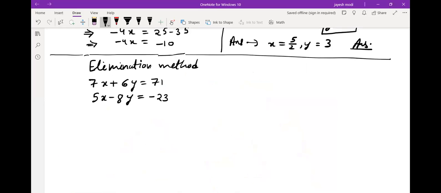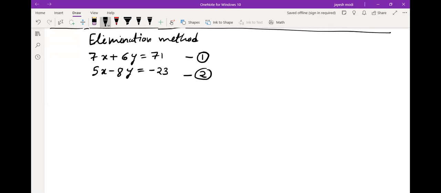So we will use elimination method to solve this. For this, first we take the coefficient of x. Look at the coefficient of x. It is 7, okay? And the coefficient of x in the second equation is 5. Take the LCM of 7 and 5. What is the LCM of 7 and 5? As both are prime numbers, their LCM is found by multiplying them. So 7 fives are 35. Is that clear to you?